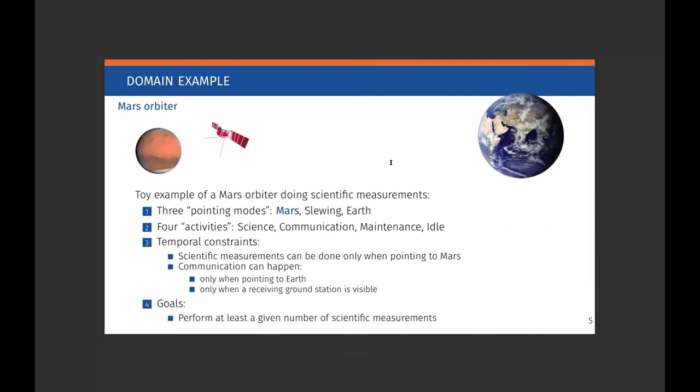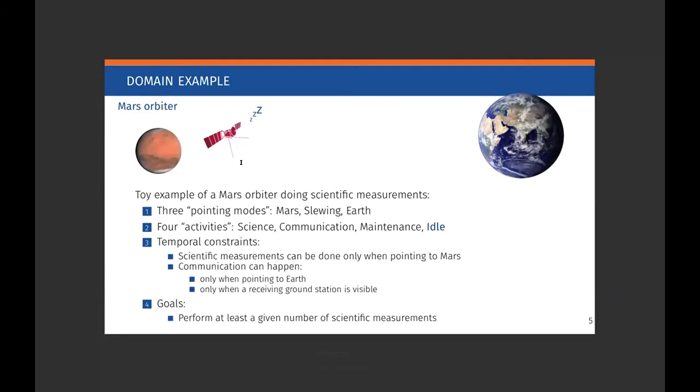So I have a little example of how this kind of planning problem can look. Suppose you are planning the behavior of a spacecraft that is orbiting Mars, and this spacecraft can be in 3 different pointing directions. We can point to Mars, or we can be slewing towards the other direction, or it can be pointing toward Earth. So we have these 3 kinds of pointing directions. Then we have 4 activities. We can be doing scientific measurements, so we are pointing towards Mars and doing some scientific measurement, or we are communicating data to Earth, or we are doing internal maintenance, or we are idling, waiting for instructions.